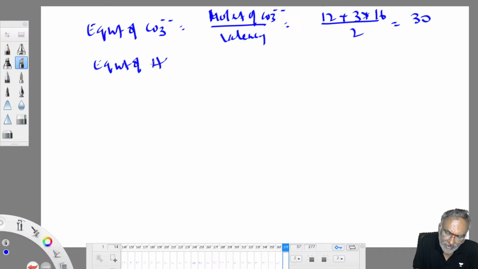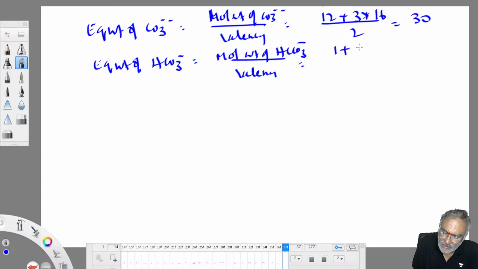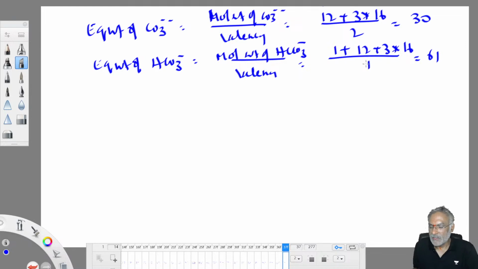Equivalent weight of bicarbonates is molecular weight of bicarbonates by valency. What is the molecular weight of bicarbonates? H is 1, C is 12, O3, 3 into 16, so it is 61. Charge is only 1. HCO3 minus has only 1 minus, only 1 charge. Valency is 1.